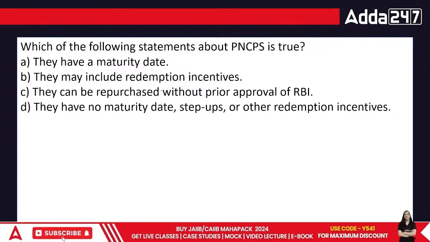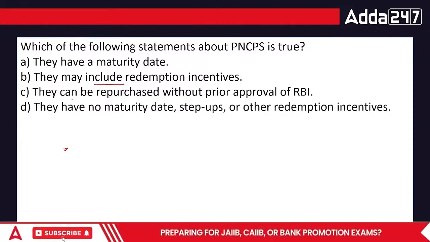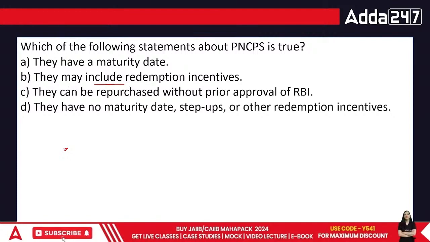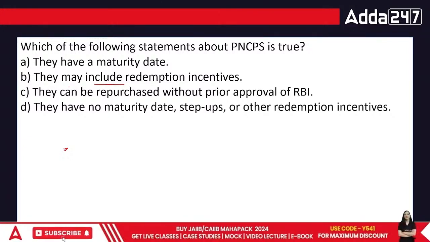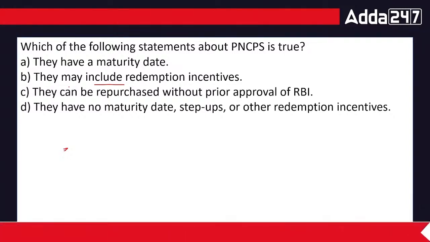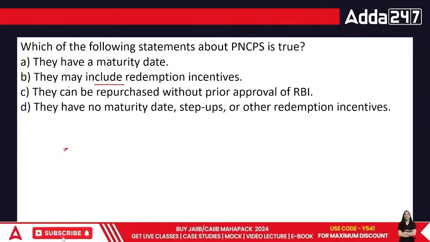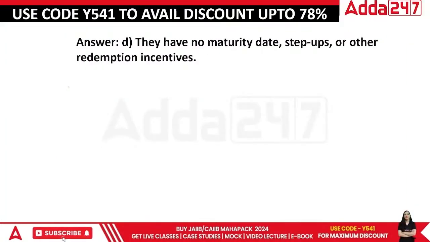They have a maturity date. Perpetual means it is there forever. This may include redemption incentives. They don't even want to give the redemption. They don't want to make the payment at all. So technically, nope, that's not the answer. The answer would be what? Then what's going to be the answer? Which of the following statements about the PNCPS is true? They may be purchased without prior approval of RBI. They have no maturity date. The answer is D. They just don't have any maturity date.